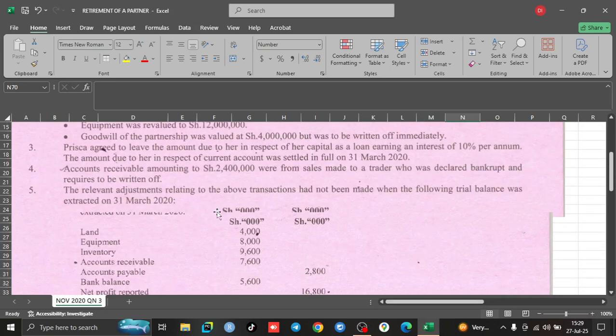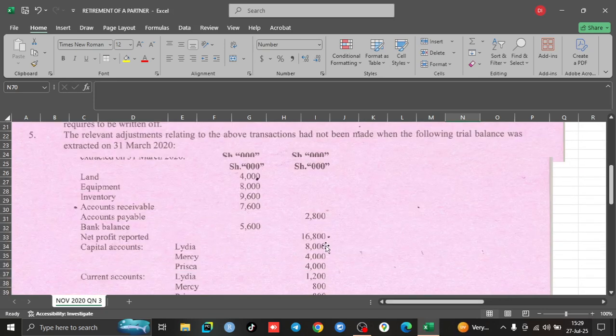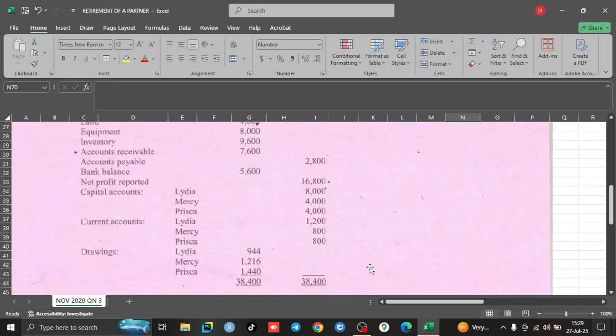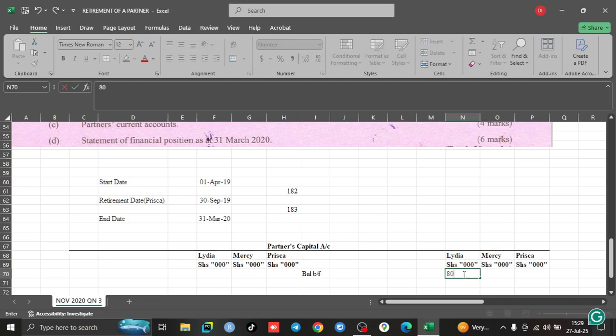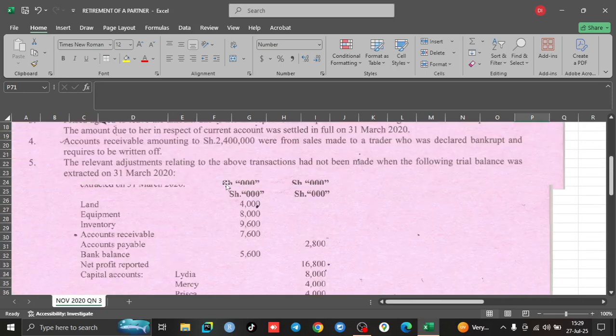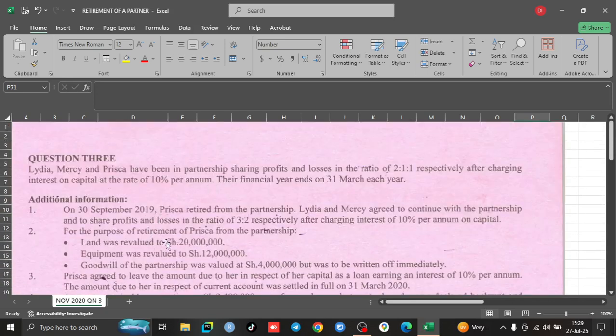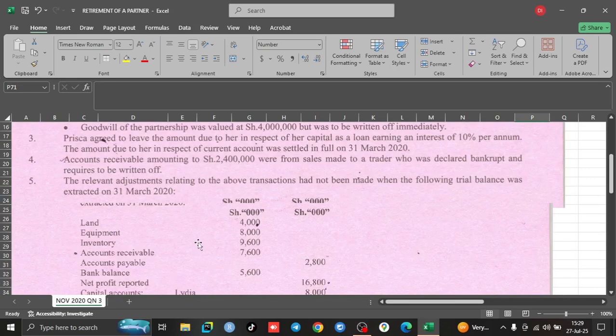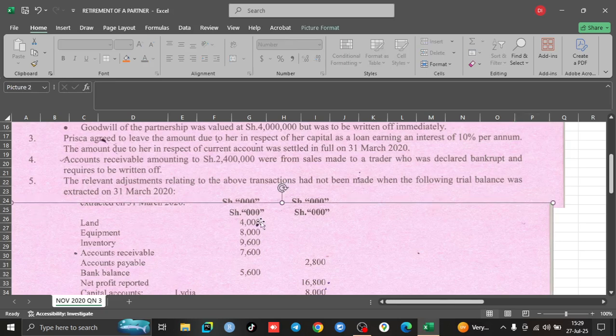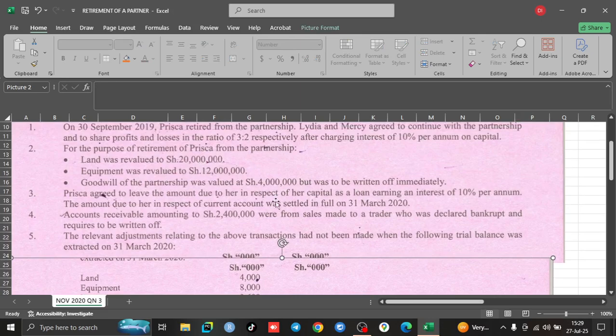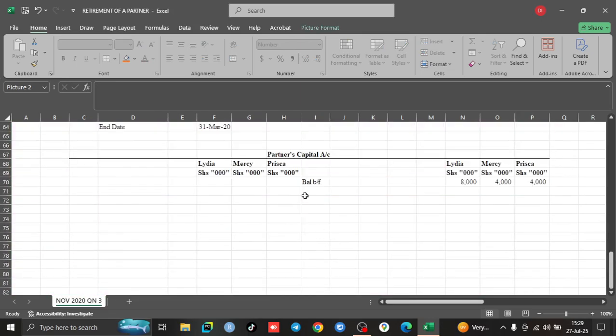So Lydia had a capital of 8 million, Mercy 4, Priska 4 as well. So 8 million, 4 million, and 4 million. Those are the capitals. Then we revalued land to 20. So how much was land before? Land was 4 million shillings. It has been revalued upwards to 20, meaning we have a revaluation gain of 16 million. Revaluation gain on land, specifically on land, it has gained 16 million.